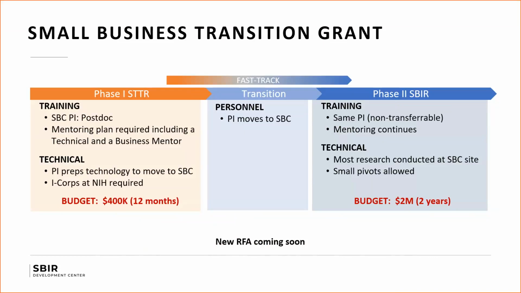A mentoring plan is required, so there needs to be 2 people that are mentors to the PI. One is a technical mentor, so this is probably the lab head of the academic lab. I'm not going to use PI for that term because it gets really confusing with the PI of the Small Business Transition Grant. I'm going to say academic lab head. It can be someone else, but preferably it's the academic lab head.